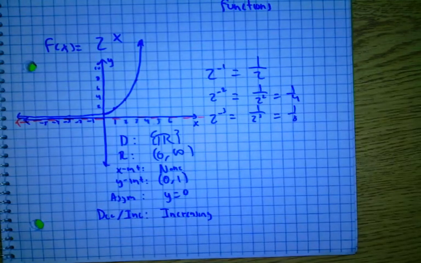Question. I want you to think this through as a pre-AP class. Is it possible for me to have a parent function, but instead of increasing, to have it decreasing? How? Make it a negative? Make what a negative?